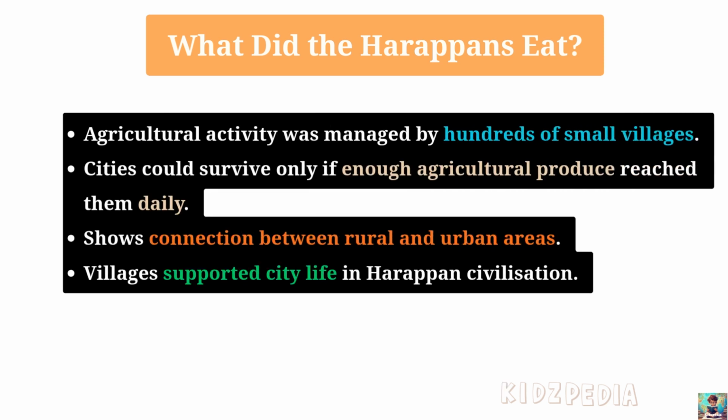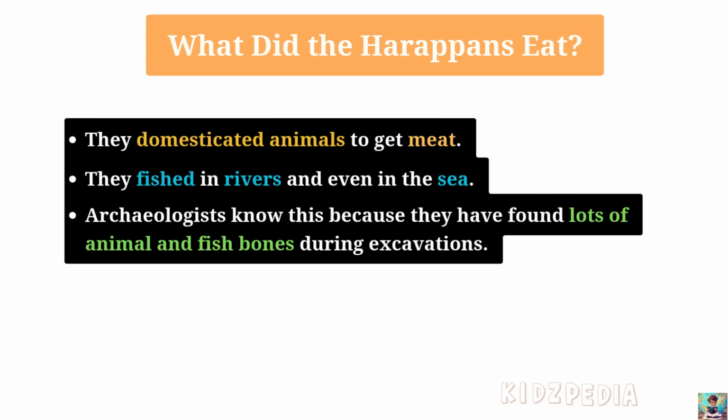The Harappans had intense agricultural activity, which was managed by hundreds of small villages around the cities. So, cities depended on the villages for their food supply and villages supported the urban population. And also, the Harappans didn't just grow crops, they also kept animals and fish. They domesticated animals to get meat and they fished in rivers and even in the sea.